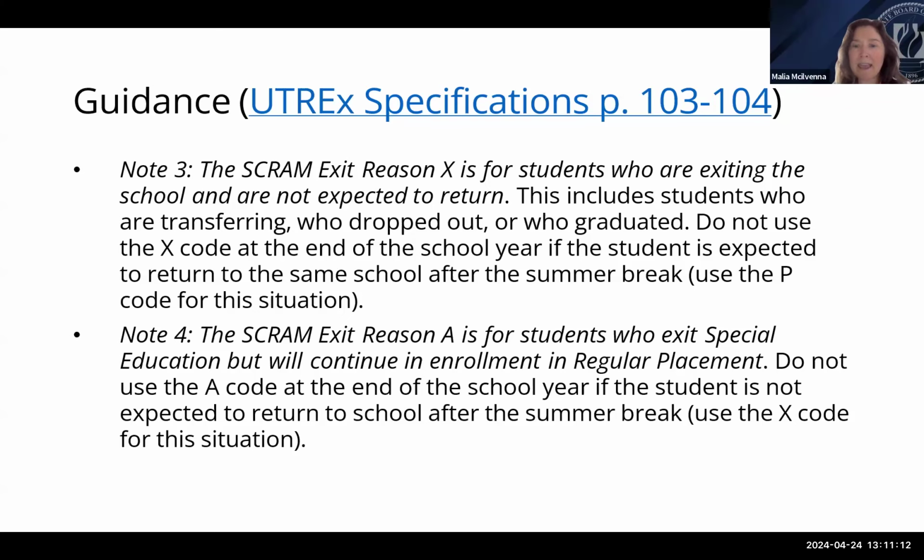Scrum exit reason A is for students who exited special education but will continue in enrollment in regular placement. So don't use that code if it's the end of the school year and the student is not expected to return to school after the summer break. Use the X code for that. If you're using the A code, we want to see that that student is still enrolled in the same school for a little longer after their Scrum record ends.